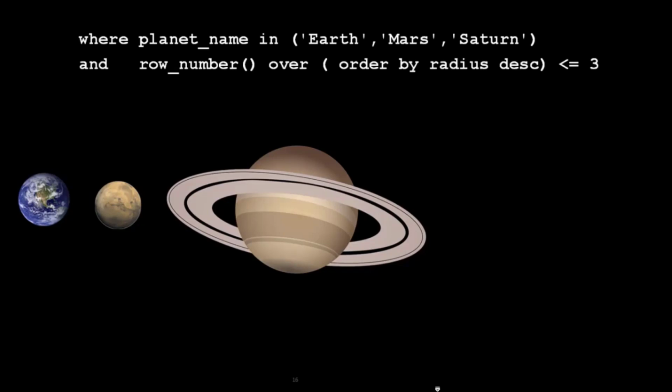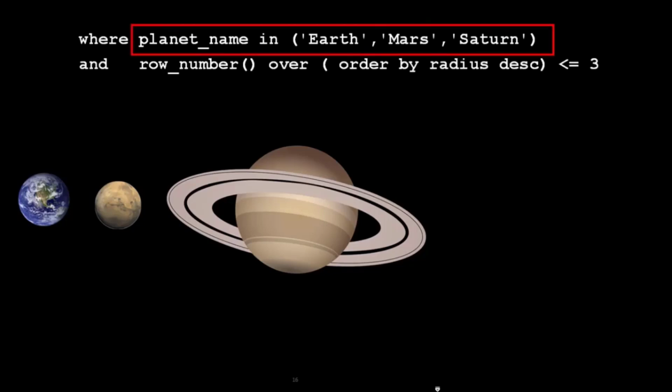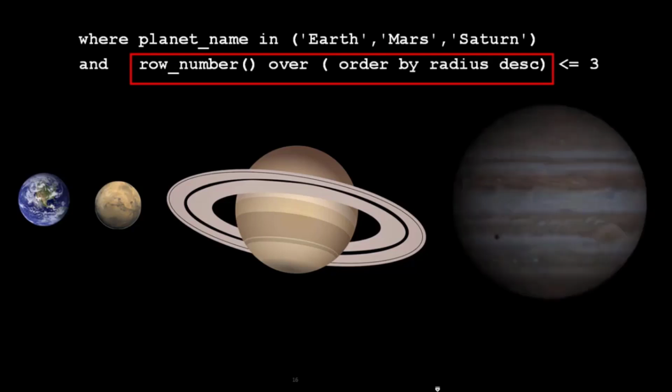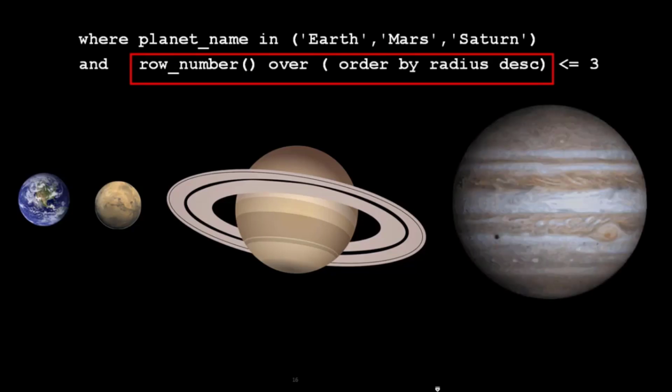Now the question is, which would we apply first? Should we restrict ourselves to just these three planets first, and then apply the row number? Or is this query really saying, go and get the top three rated moons, and then see which planets they're in? Because if we were to do it that way, then in reality, Jupiter would be the dominant one. He's got the three biggest moons across the whole solar system. We'd actually get no rows at all once we restricted it back to Earth, Mars, and Saturn. So there's an ambiguity as to which we should do when we have an analytic and a predicate.